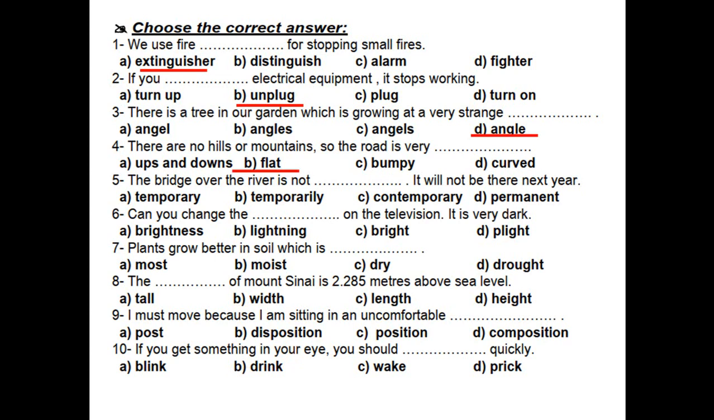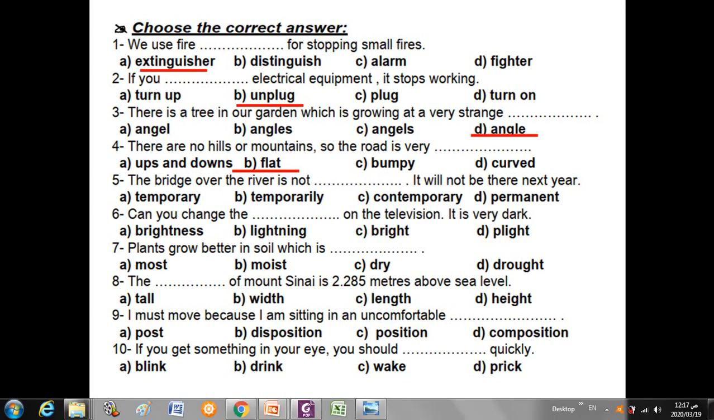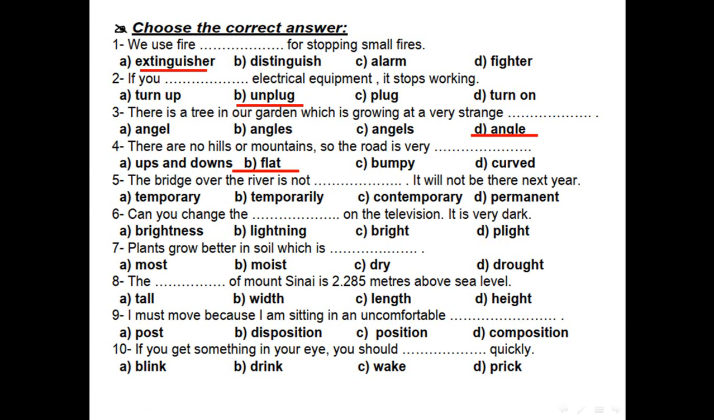Number 5. The bridge over the river is not space. It will not be there next year. So it is not permanent. Number 6. Can you change the space on the television? It's very dark. So can you change the what? The brightness, the lightning, the bright, the plight. Of course, the brightness.